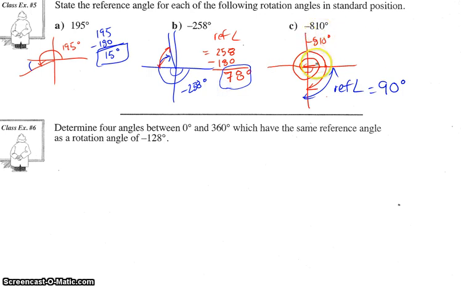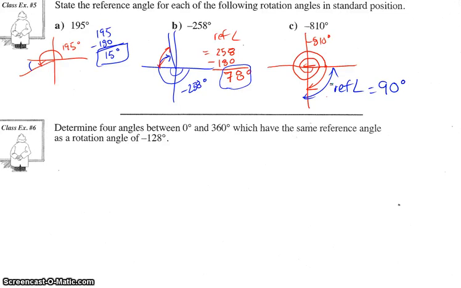Negative 810, that would be once around 360, twice around 720, and then another 90, and all in the negative direction, would land us right here on the negative y-axis, giving us a reference angle of 90 degrees. Reference angles are always positive and always less than or equal to 90 degrees. Okay, let's look at our last example.